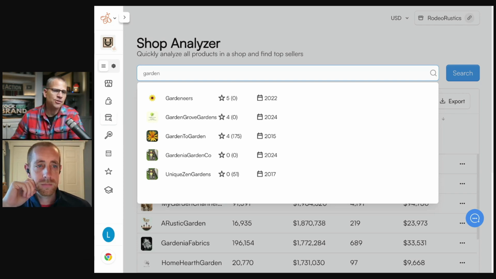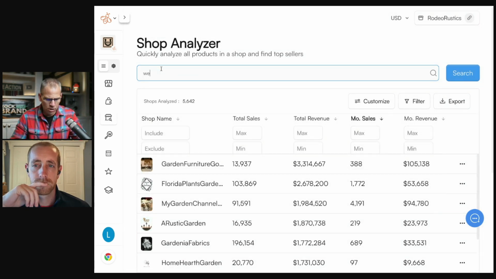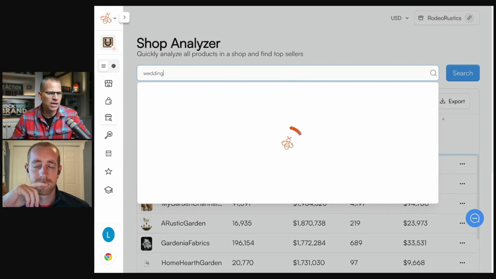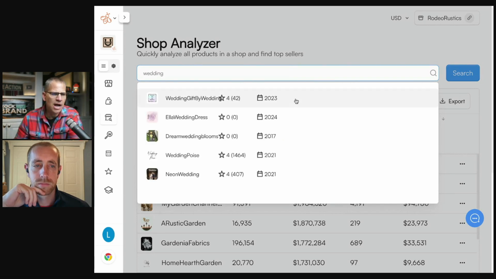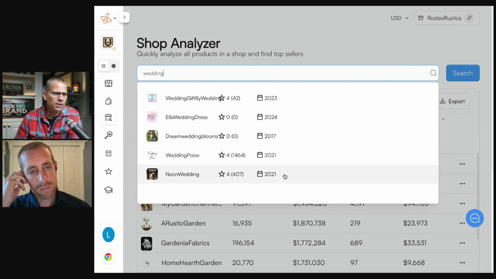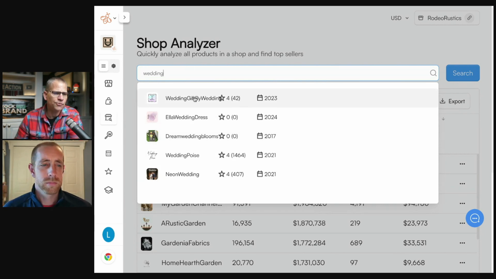The shop analyzer, completely different. But I think this is really good too. Like you said, Chris, if we said, okay, let's do wedding for the auto suggest, and let's see what it says. So this shop was started in 2023, 2024, 2017, 2021, 2021. I could literally click on that and it'll take me to the shop data for that.